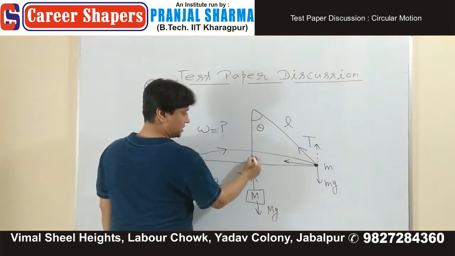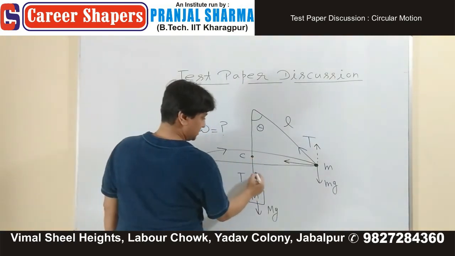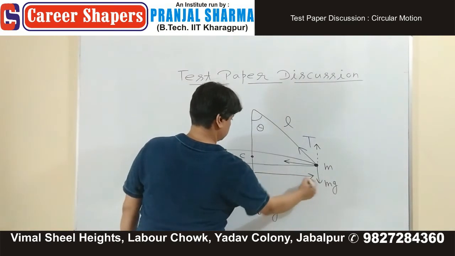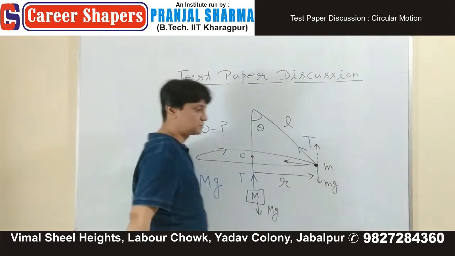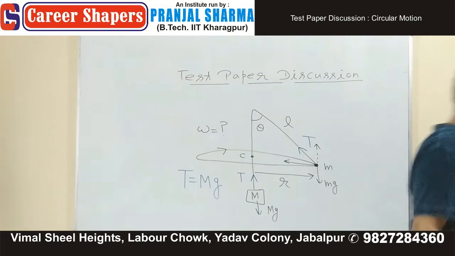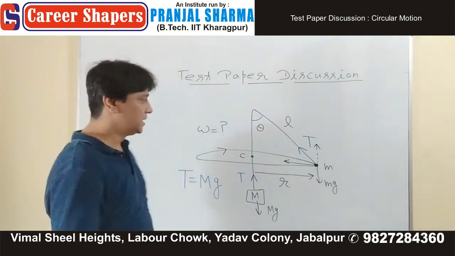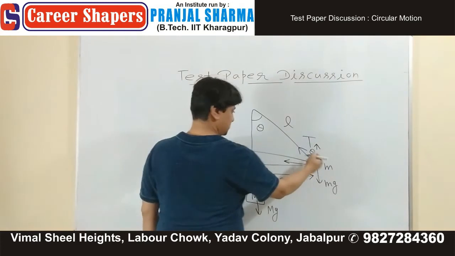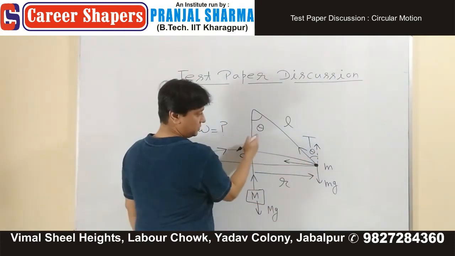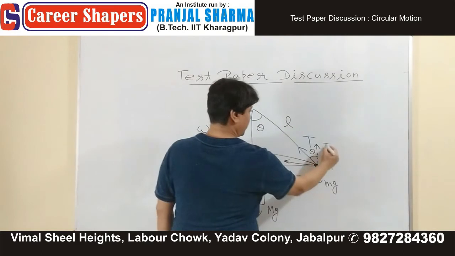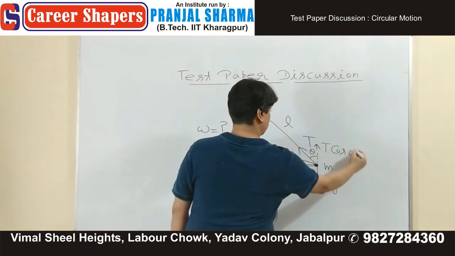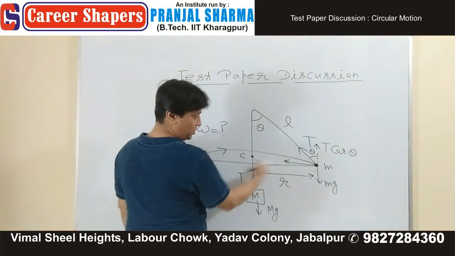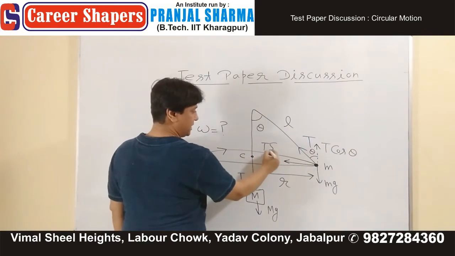This is the center. This is the radius. Since we have already done this conical pendulum, let's do the calculation fast. This is theta, theta, theta. This is T. What is the vertical component? T cos theta. What is the component pointing towards the center? T sin theta.